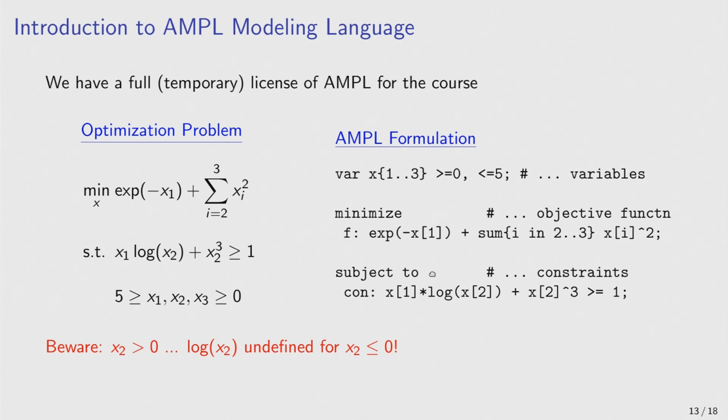But there's one thing here: the logarithm is not defined if x2 is 0. And AMPL will throw an exception. So it will tell the solver that it encountered a nonlinear expression that it tried to evaluate where there was an exception, an IEEE exception was encountered. And it tells the solver actually which constraint it's in. So it tells you where this happens.